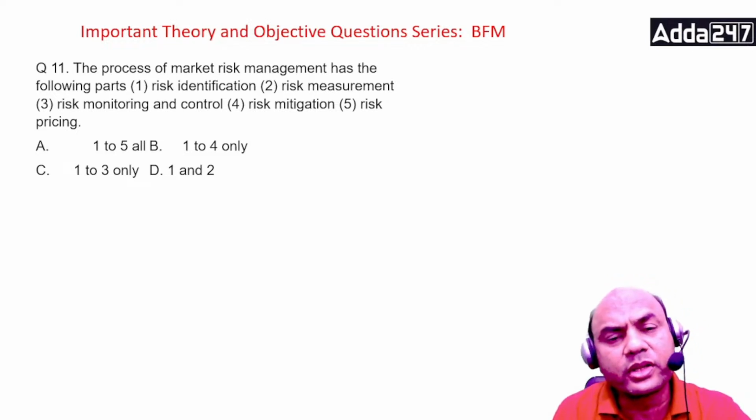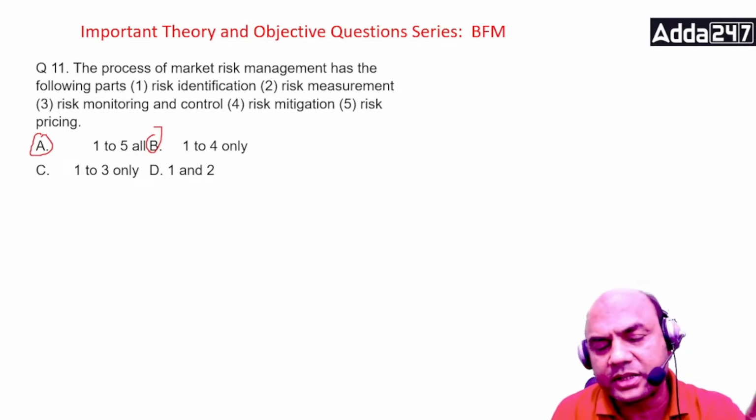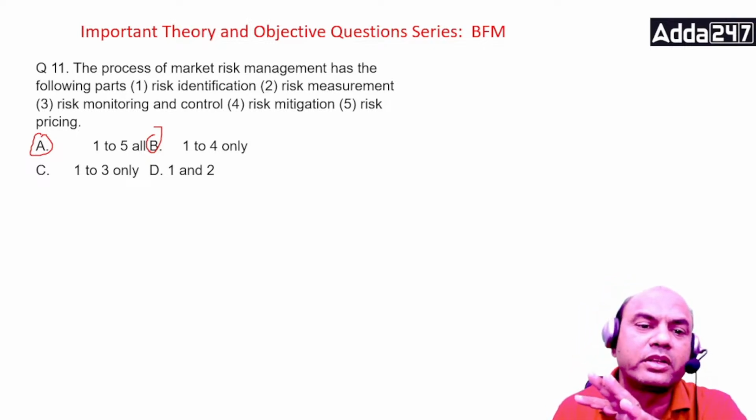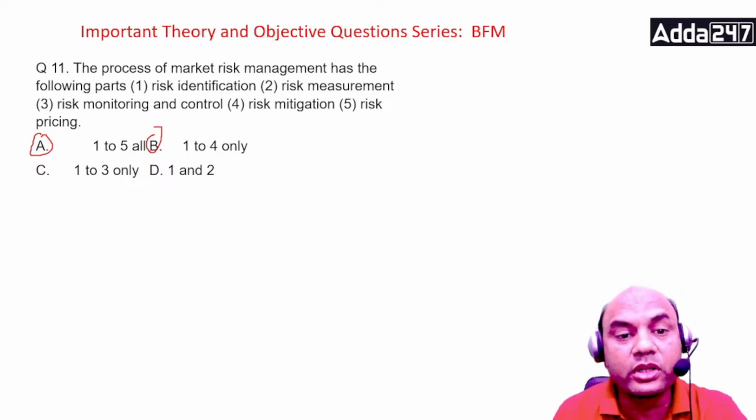Okay, I'll give you a hint over here. Now the answer is between B and A only. C and D are out, let's say. B and A. Either it's 1 to 5 all, risk identification, measurement, monitoring, mitigation, and pricing, or only 1 to 4. This pricing is not there.